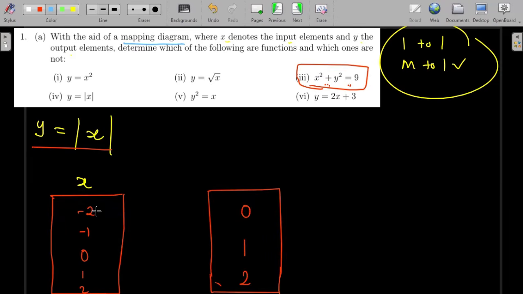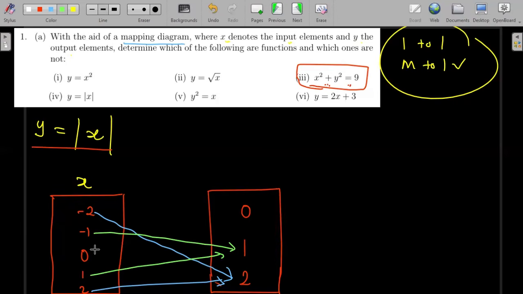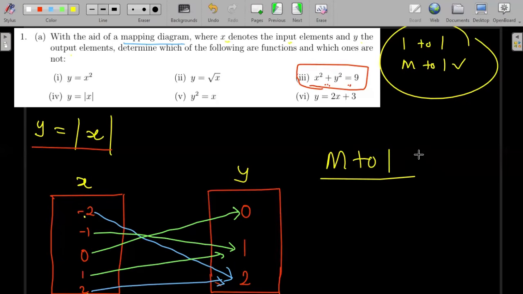So what we have is that this 2 is going to map to 2. Even this 2 here is going to map to this same 2. This minus 1 is going to be mapped to 1, and then the positive 1 is also going to map to this one. Then the 0 is going to map to the 0. So on the type of relations there, if I consider this input and this one, we see that they've been mapped to the same output. So this is a many to one. Yes, it's a what? It's a function. A many to one is a function.